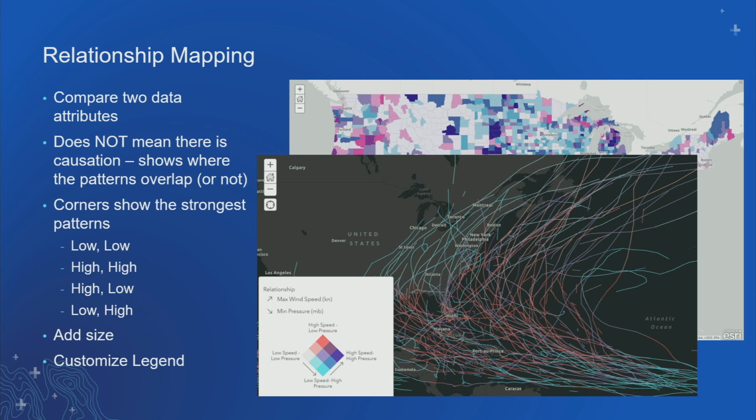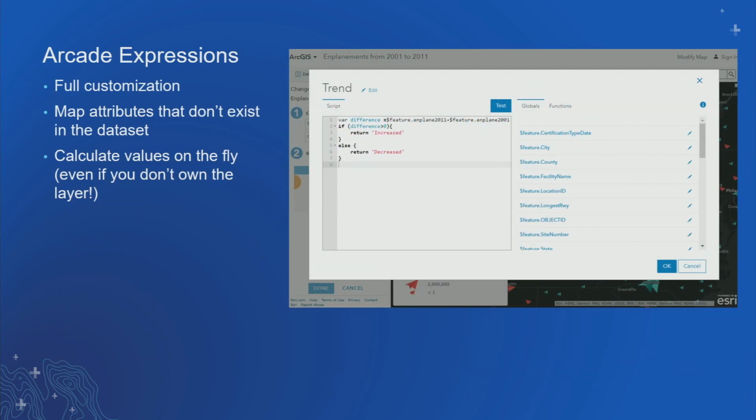You can also use size, you can customize the legend, and you can make a really interesting map that tells a really cool story about two different patterns. I'll show you this again in just a minute. It's your turn. Can you switch me over?